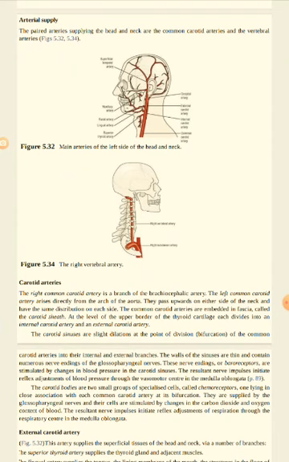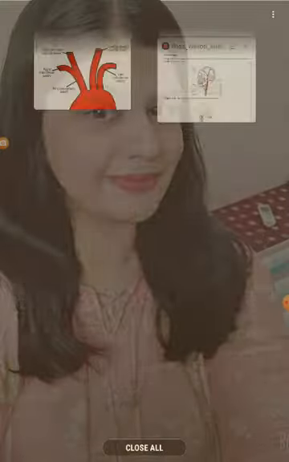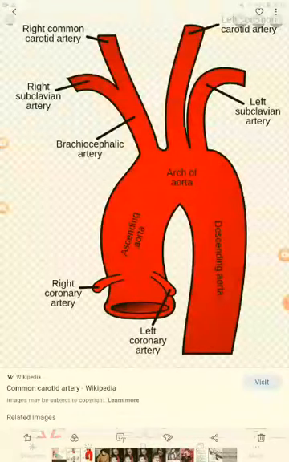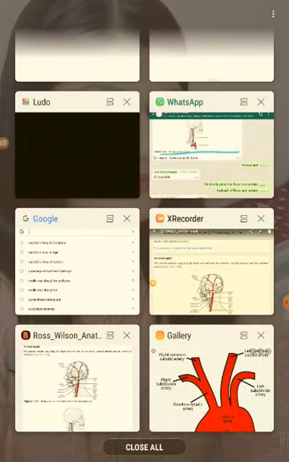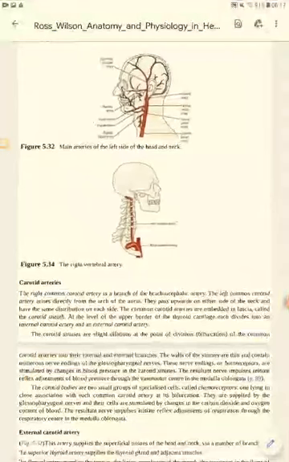The common carotid artery on the right side, which is called right common carotid artery, is a branch of brachiocephalic artery. I'll show you in the figure. And the left common carotid artery is a branch of arch of aorta. So the right common carotid artery is a branch of brachiocephalic artery, while left common carotid artery directly arises from the arch of aorta. Both these arteries then ascend upwards in the neck region and further divide at the level of the upper border of the thyroid cartilage into two branches, that is external carotid and internal carotid.